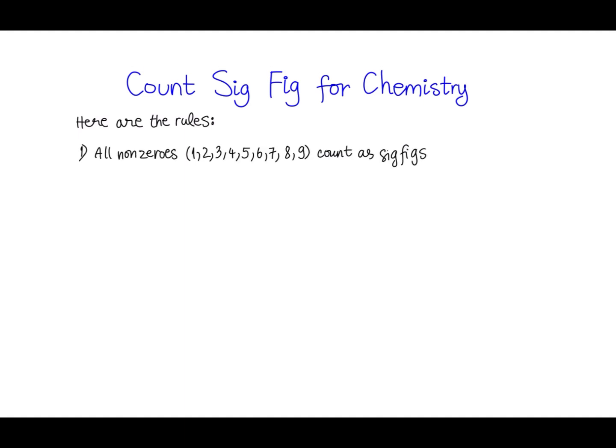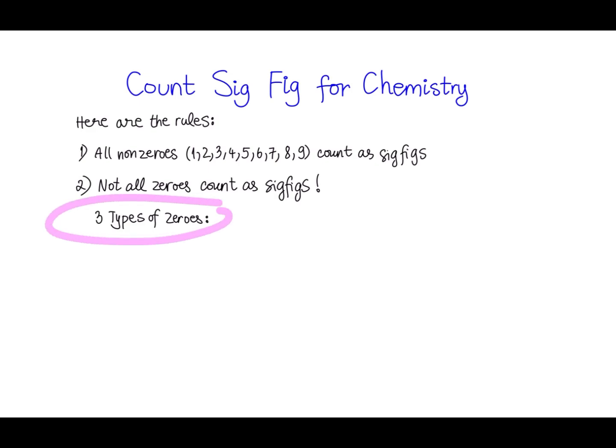First of all, non-zeros, that means 1, 2, 3, 4, 5, 6, 7, 8, 9, count as sigfigs. So anytime you see a non-zero, they count as sigfigs. Rule number 2 is regarding zeros. So not all zeros count as sigfigs. Some do and some don't. And to tell that, you need to learn about the 3 types of zeros.